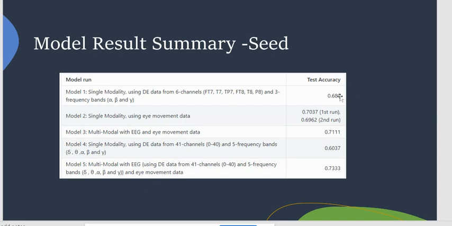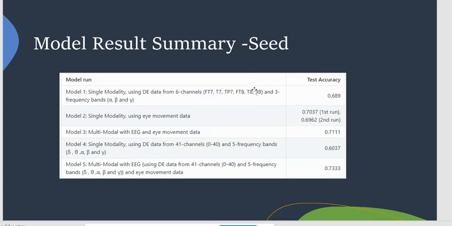We can see that when we move from single modality to multimodal models, there was a slight improvement, because the eye movement data seems to give really good results here. Adding 35 different channels did not result in a great improvement. In fact, it went down in the fourth run, which could just have been at that point in time. But in the last case, compared to models 3 and 5, we see a slight improvement. So just throwing too much data at it did not really help.